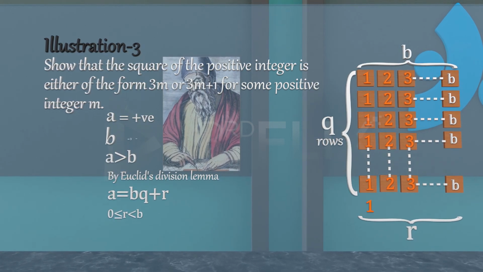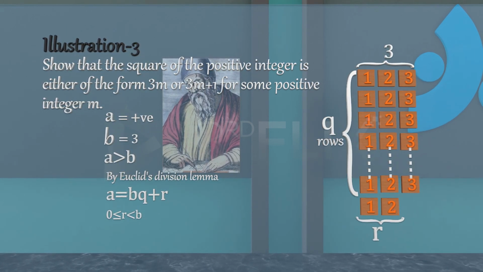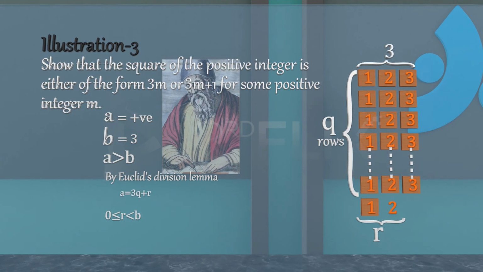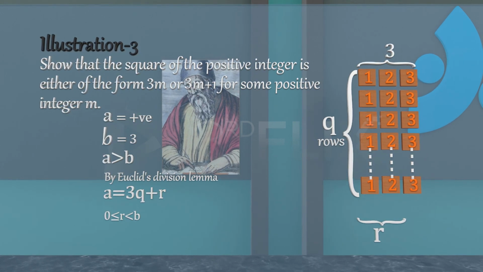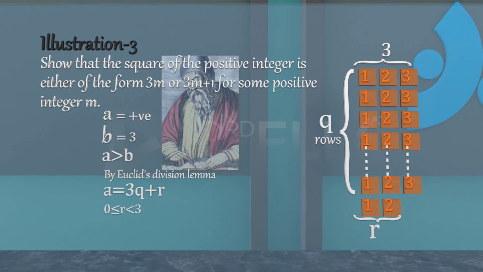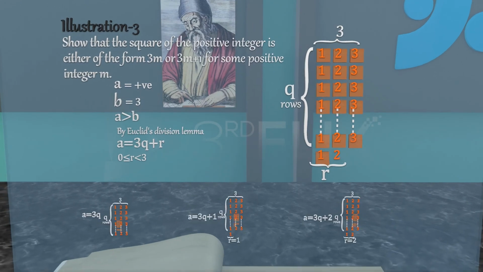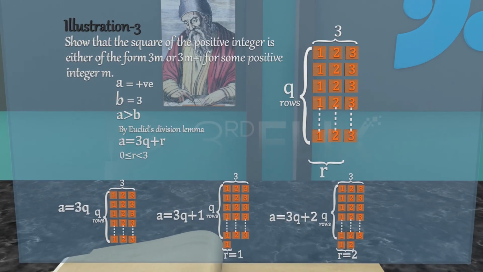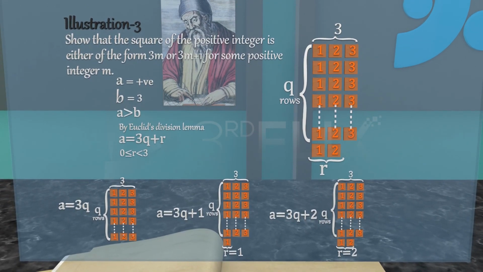Now, let us take b equals 3. Then, we have a equals 3q plus r, where q, r are integers and 0 less than or equal to r less than 3. Then, a can be 3q or 3q plus 1 or 3q plus 2.